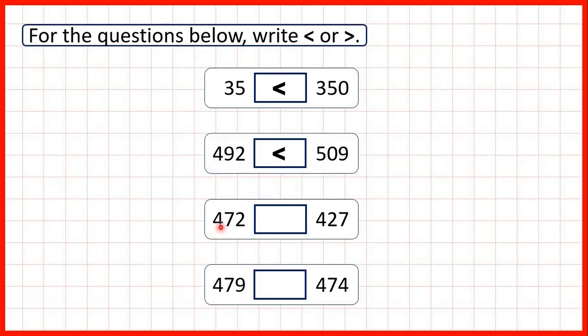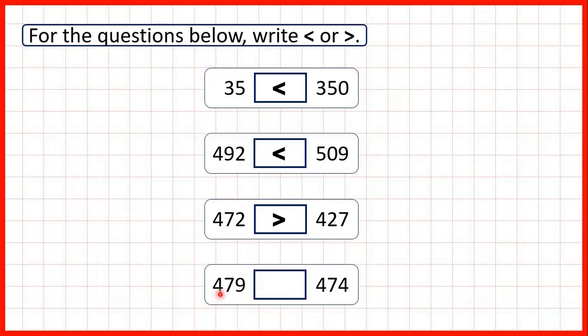Now we have 472 and 427. So both of our numbers have 4 as the hundreds digit. So what we need to do now is to move along and compare the next digit along. So compare our tens digits. Here we have 7 tens, but here we only have 2. So that means that 472 must be greater than 427. So we need our greater than symbol.